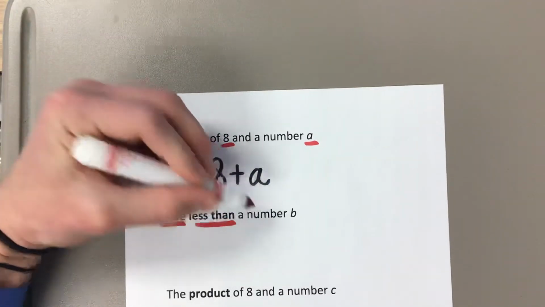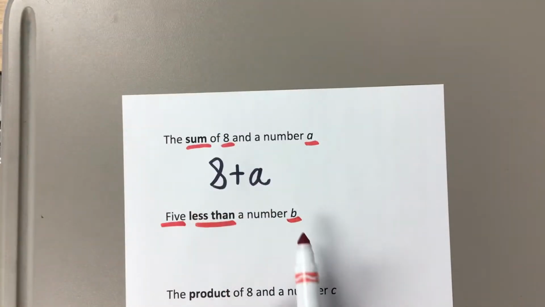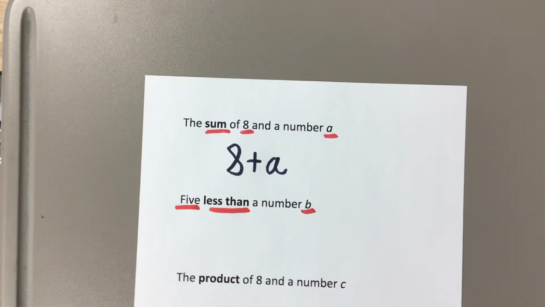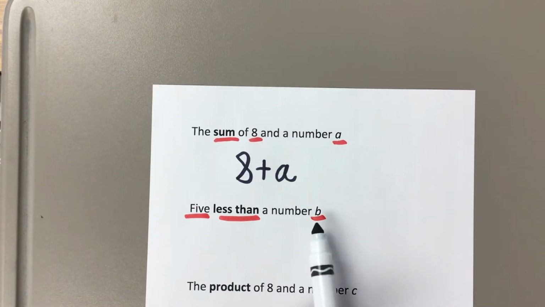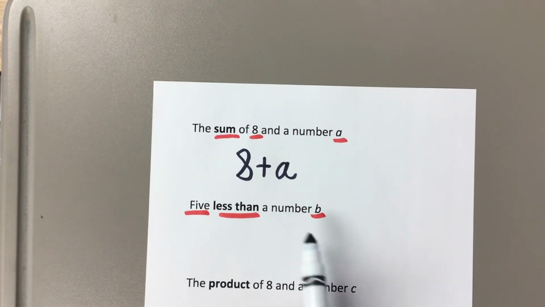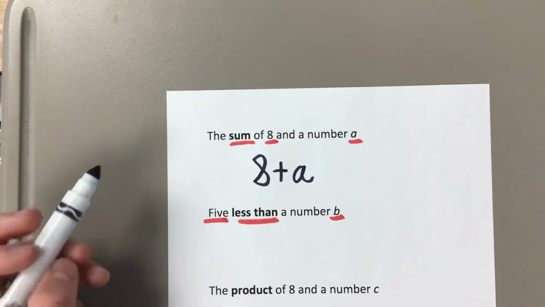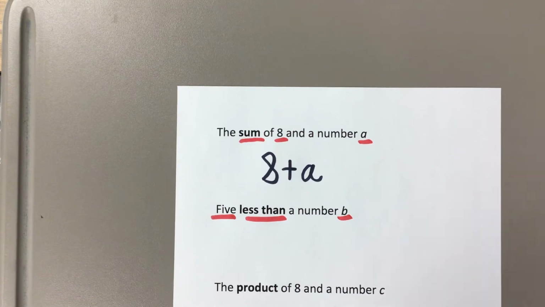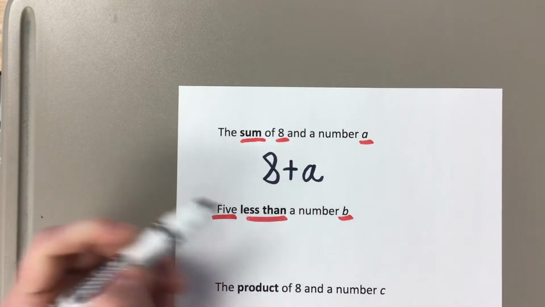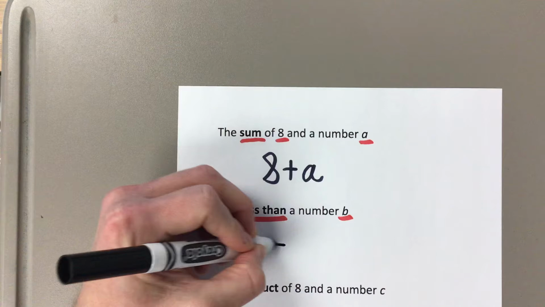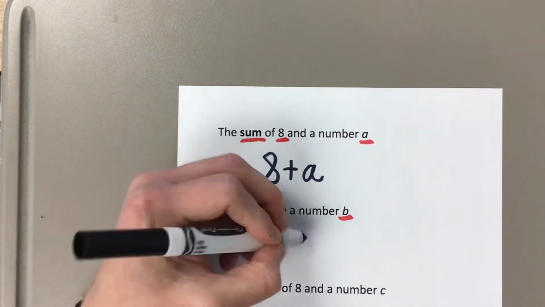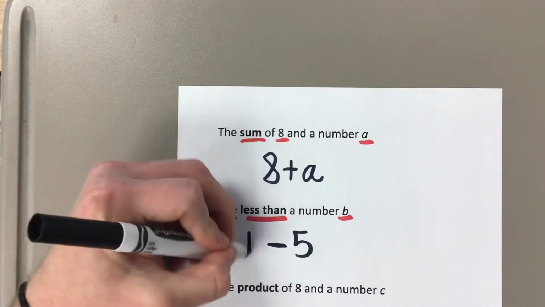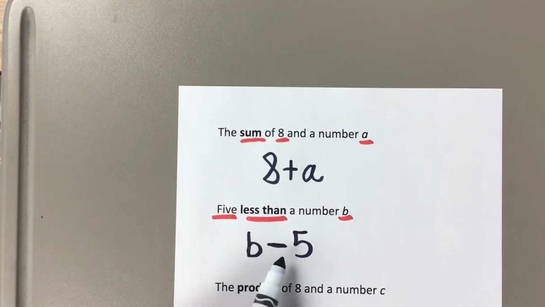Now moving on to the next one, we have 5 less than a number b. Remember that variable b, that represents a number that we do not know about. So that's why that b is written with, the number b. So 5 less than. When we're doing subtraction, remember, if it's 5 less than, that's going to be after that subtraction sign. So 5 less than a number b. So I have b minus 5.